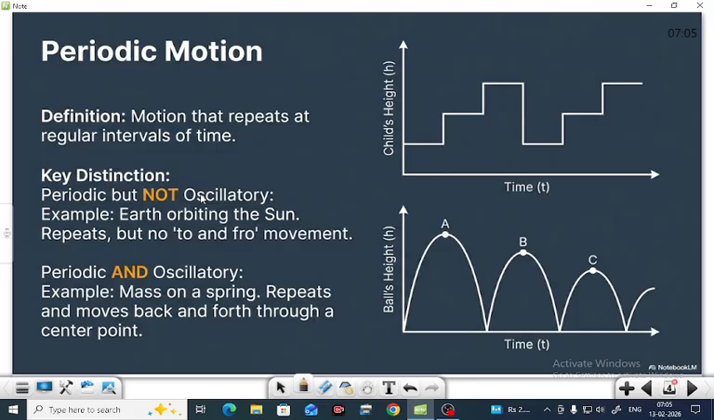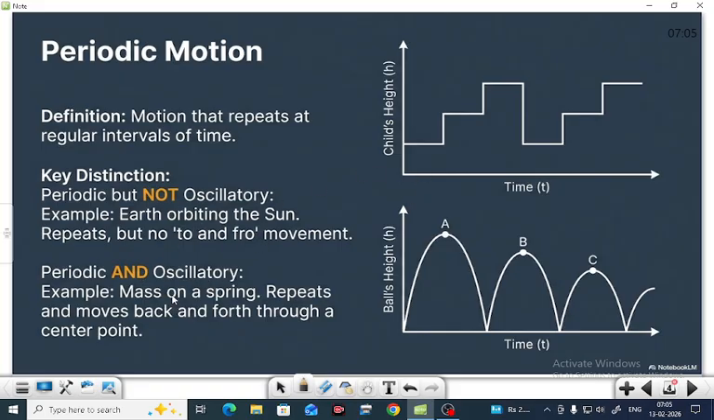Periodic motion. There is a difference between periodic motion, oscillations and simple harmonic motion. What is periodic motion? Motion that repeats at regular intervals of time is known as periodic motion. Key distinction: periodic but not oscillatory. For example, the Earth orbiting the Sun repeats but has no to and fro movement. So this is a periodic motion but not oscillatory.